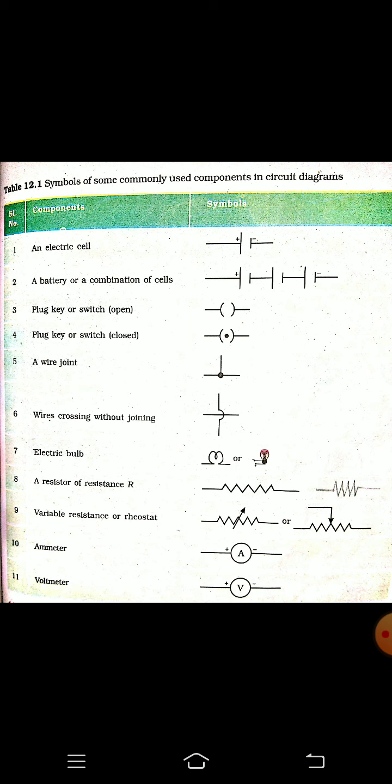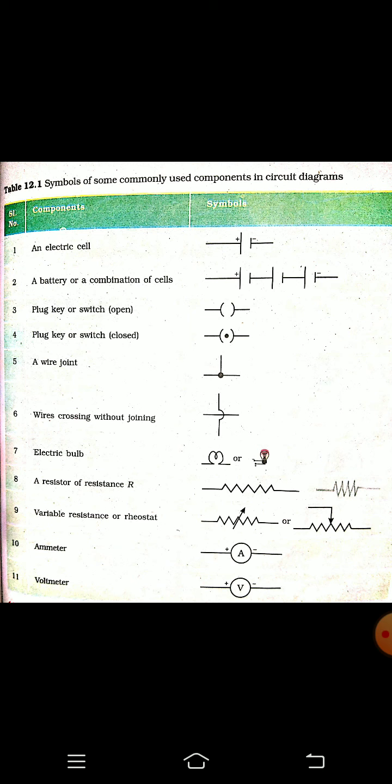Next is a resistor of resistance R. How it is shown in this symbol, that way you will write. Now there is a correction which you will make in your textbook. Look at the image which is displayed on the screen. There, for number 8, a resistor of resistance R, I have drawn a symbol. That way you will draw in your textbook also. This is a correction which you will make.